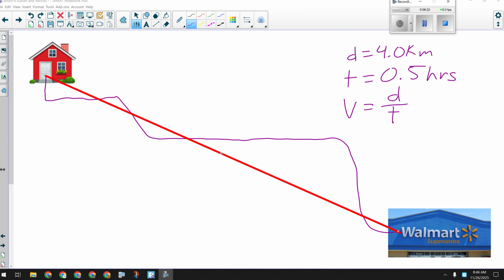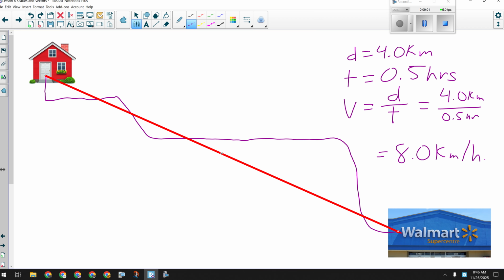When I actually do this math, I'm going to have 4.0 kilometers divided by 0.5 hours. When you divide anything by 0.5, it's like multiplying by 2. And what you're going to get is 8.0 kilometers per hour. Which is how far I would go if I kept walking for an hour. I'd go 8 kilometers. So that's the scalar description of the trip from your house to Walmart.